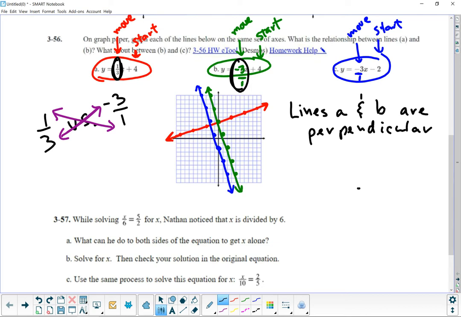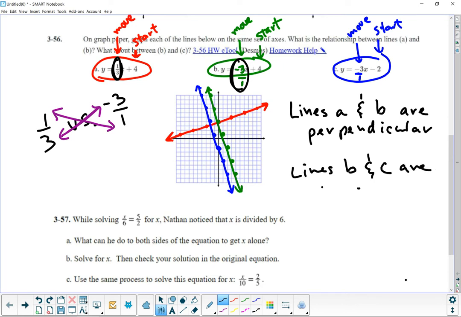Okay. And part B says, take a look at, or the second part of it says, what about between lines B and line C? So if you look at line B, which is the green one, and line C, which is the blue one, you can see that they look like they're parallel. Okay. But I'm going to double check it. I'm going to go ahead and write down lines B and C are parallel.